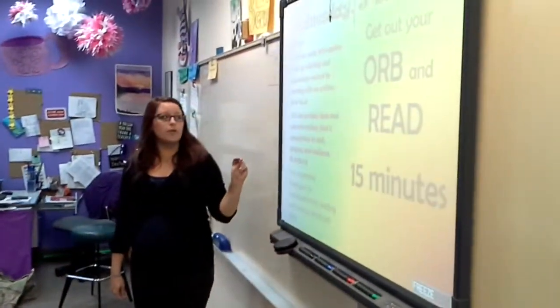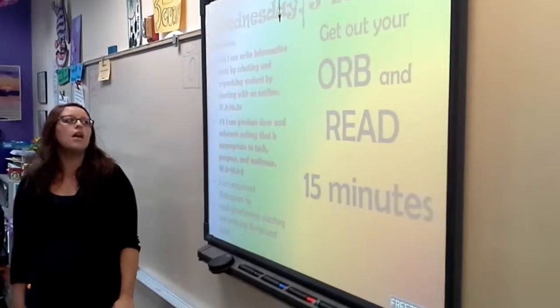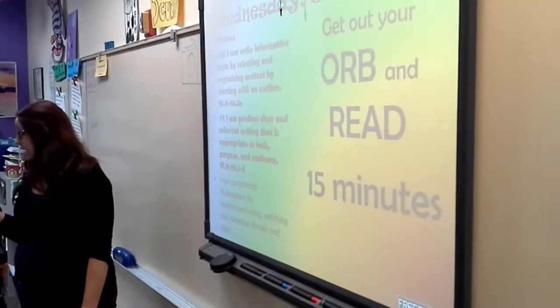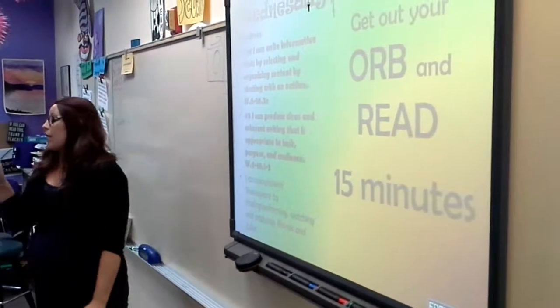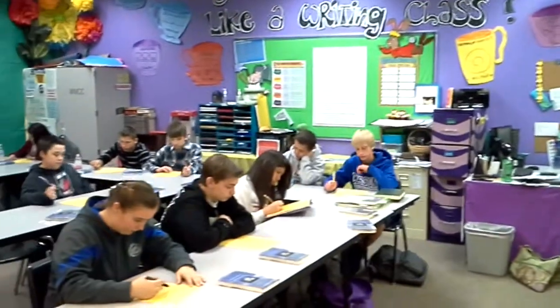Today we're hitting number 33, which is I can write informative text by selecting and organizing content by starting with an outline. So last quarter we were working on reading those texts and looking at the organization. This quarter you're going to be working on selecting it and organizing yourself for writing purposes. So go ahead and self-assess with the red, yellow, or green where you're at with that skill. So number 33.